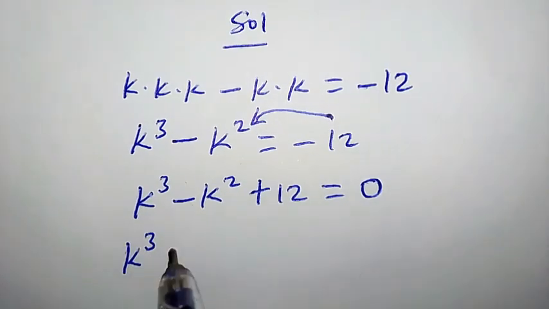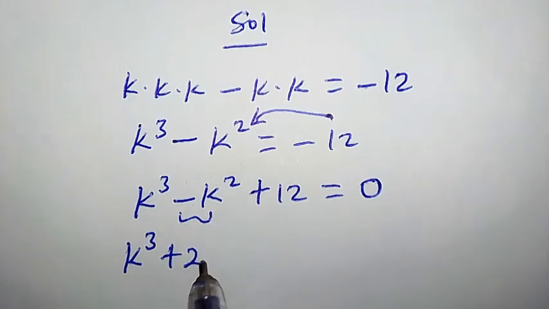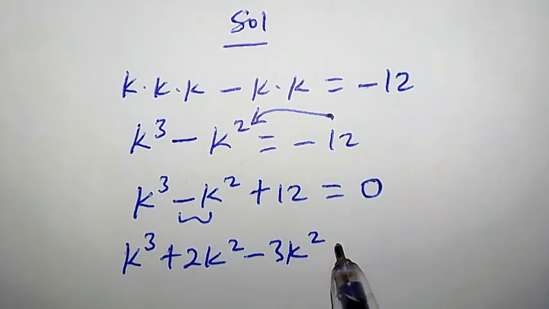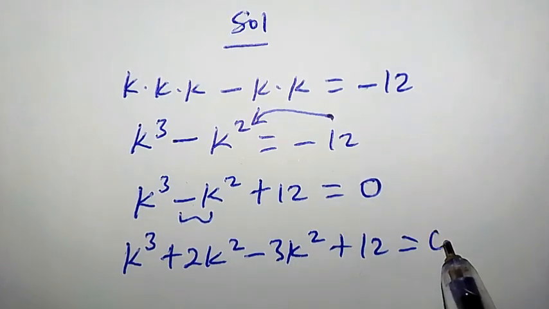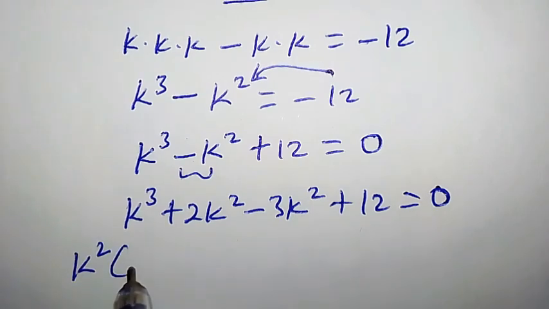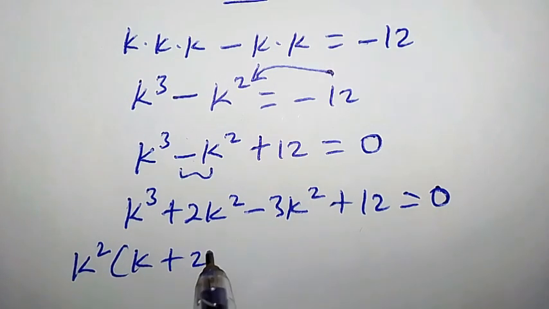K to the power of 3 minus k square could be written as plus 2k square minus 3k square plus 12 equal to 0. Now, what do you notice here? You will notice that k square is common, so we can pull it out. So we are going to have k to the power of 2 into k plus 2.